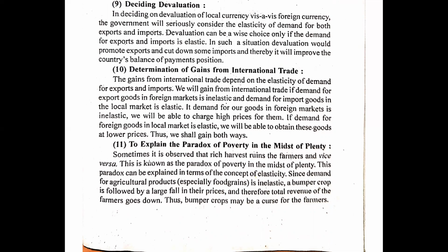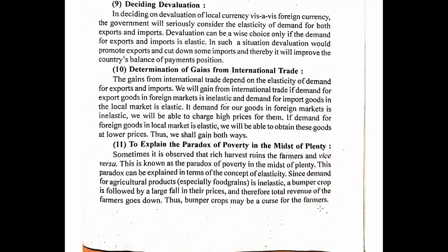So let's see, sometimes it is observed that a rich harvest ruins the farmers and vice versa. This is the paradox of poverty in the midst of plenty. This paradox can be explained in terms of the concept of elasticity. Since demand for agricultural products, especially food grains, is inelastic, a bumper crop is followed by a large fall in their prices, and therefore the total revenue of the farmers goes down. Thus, a bumper crop may be a curse for the farmers.